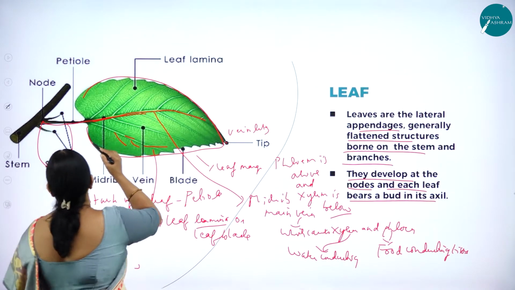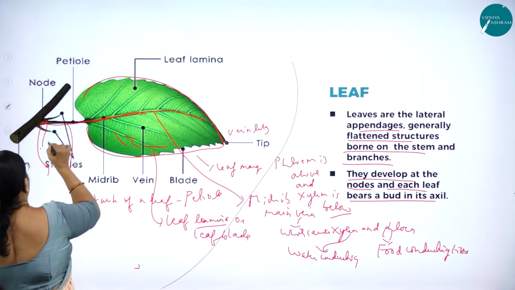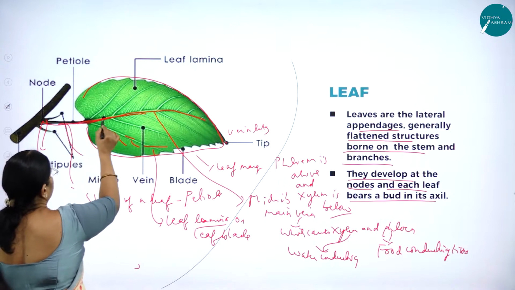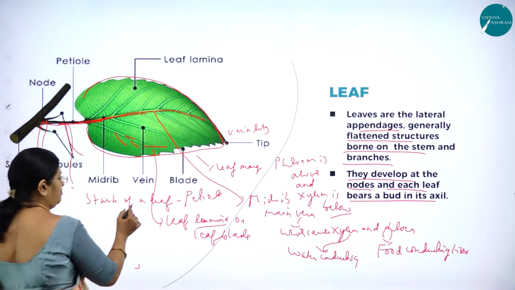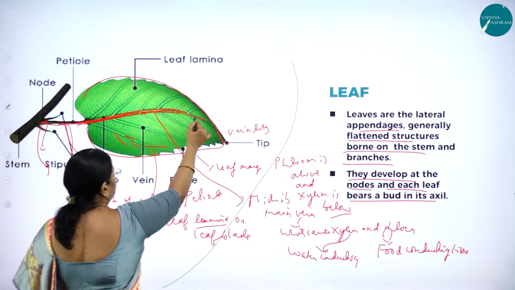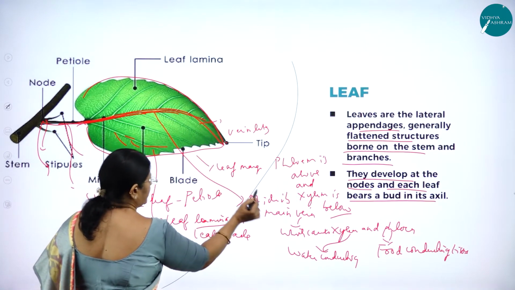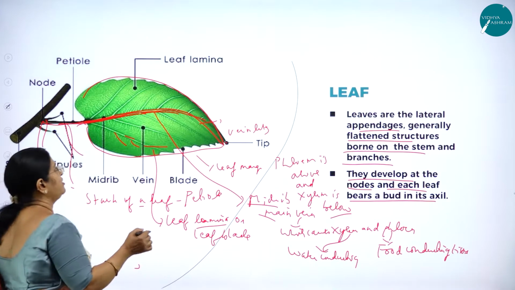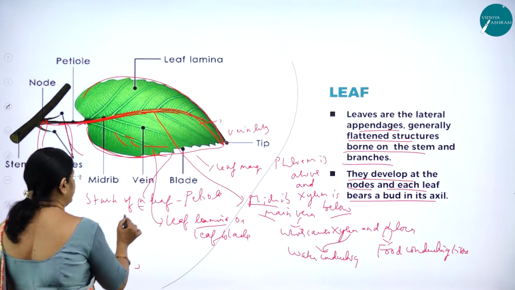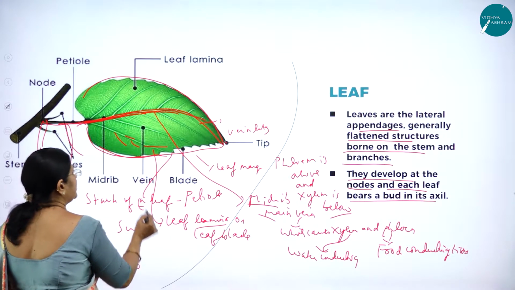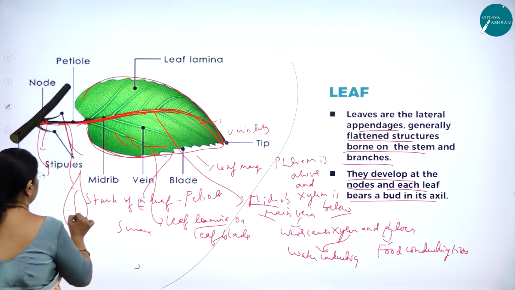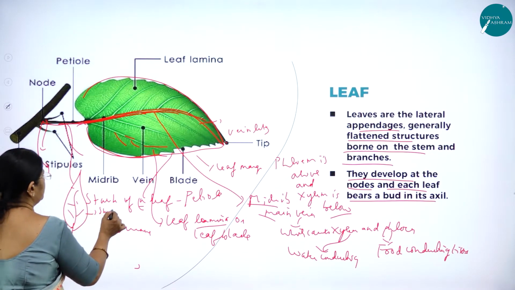So usually we find the phloem above and the xylem below. Here we can see this is the node. What are the parts of a leaf? Node, and this is called the petiole. The stalk of a leaf is called petiole, and you can see the petiole extends all over the leaf lamina as the midrib, which is the main vein, and you can see the margin. Here the margin is serrated. Sometimes it will be smooth. This is called the smooth margin.